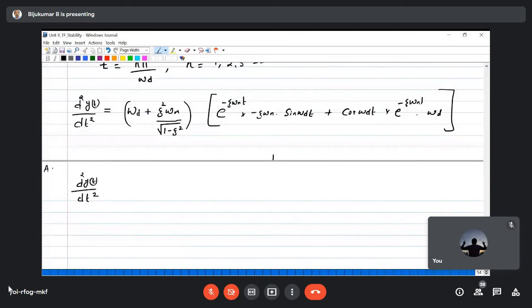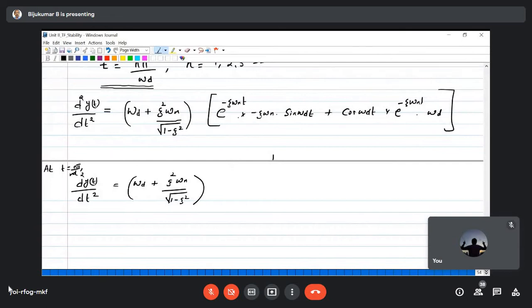We know at what time the first derivative is 0, right? At what time is it 0? It is t equal to n pi by omega d that we derived in the last class, right? This one. So at this value dy by dt is 0. So for this time period, we can write again d square y by dt square is equal to omega d plus zeta square omega n divided by 1 minus zeta square, e power.